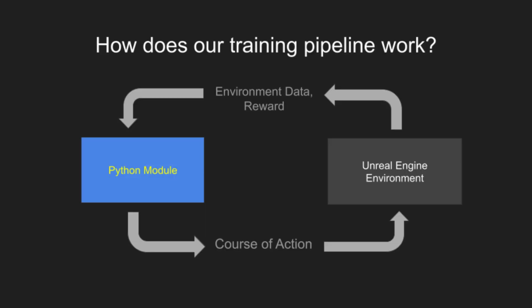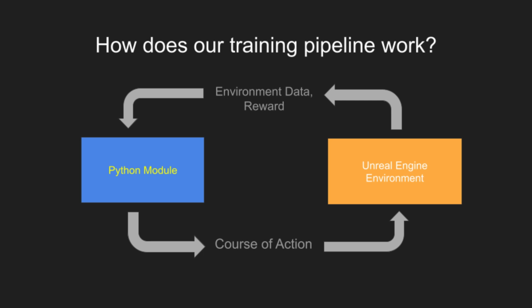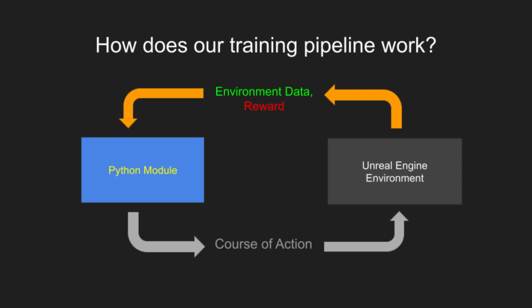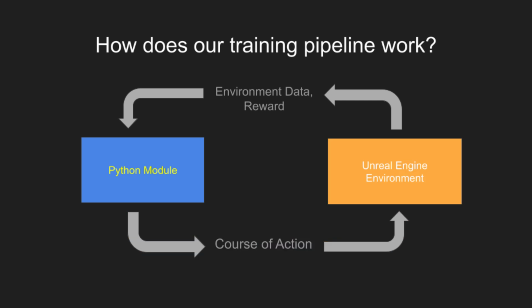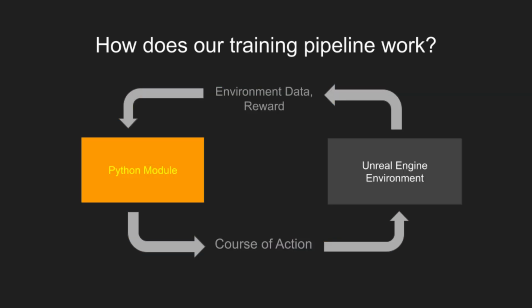At a high level, our training pipeline works like this. The current state of the environment is sent from our Unreal simulation to the Python module. The model analyzes this information, selects what it believes is the best move, and sends it back to Unreal. Unreal executes the move and then returns a reward to the Python module, indicating how effective the move was, along with returning the new state of the environment. This forms a loop, which we repeat, sending data and actions back and forth, guiding the model's learning process, teaching it what moves are good and what moves are bad.